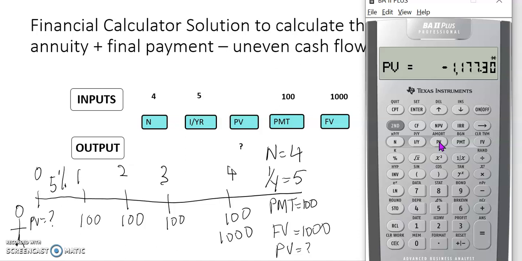This tells me that the present value of this set of cash flows, where I receive annual payments, or an annuity, for 4 years at the end of every year, $100, and at the end of year 4, $1,000, at an interest rate of 5% per annum is equal to 1,177.30. Or if I were to invest 1,177.3 today, purchase a bond, I would then receive these cash flows, which include an ordinary annuity where I receive $100 every year for the next 4 years, and at the end of year 4 receive $1,000.